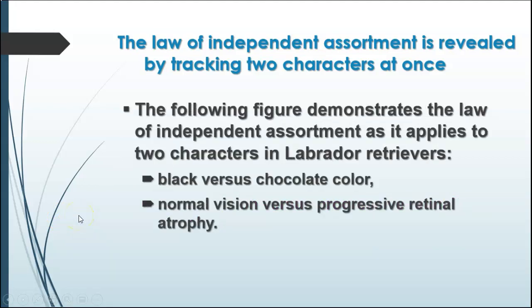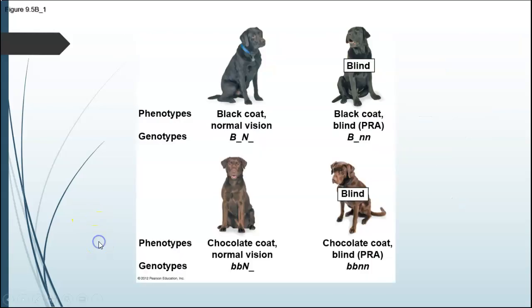So let's look at independent assortment as it applies to these two characteristics in Labrador retrievers. We're going to talk about black versus chocolate color, and normal vision versus progressive retinal atrophy, which is an inherited blindness condition that is commonly found in Labrador retrievers. Okay, so here we have two dogs that we're going to cross. We have one that has a black coat with normal vision, so we know there's a dominant allele for each of those traits there.